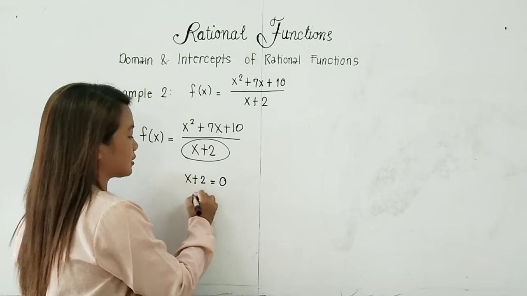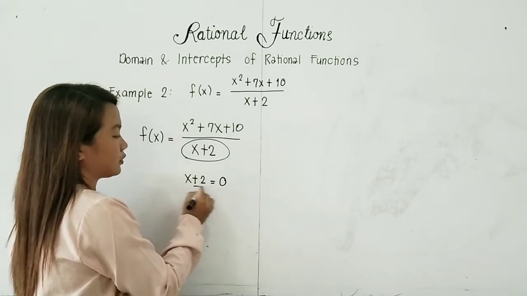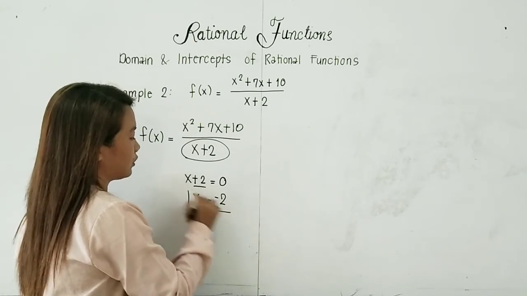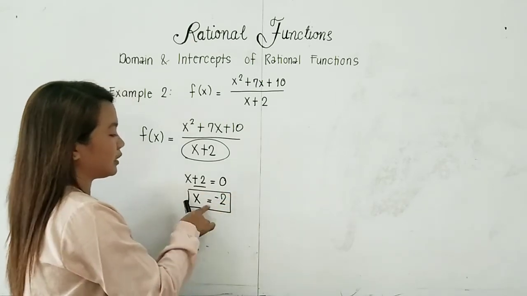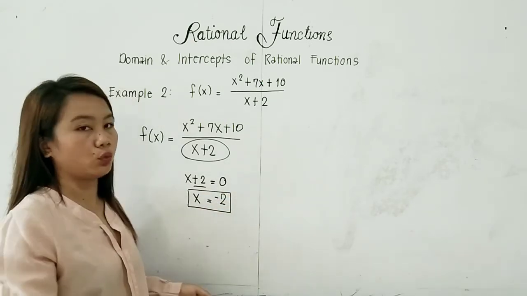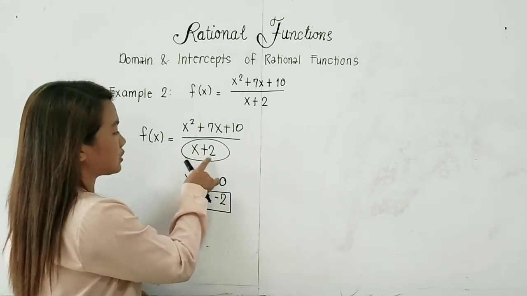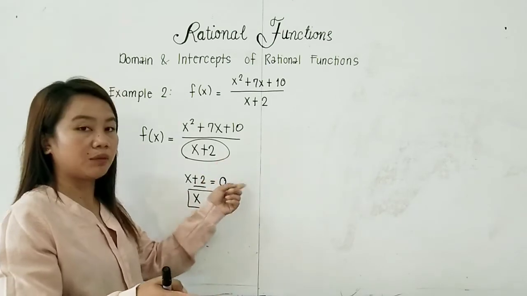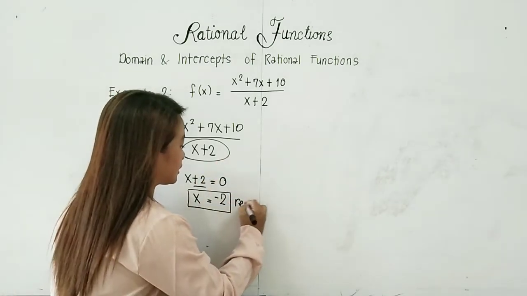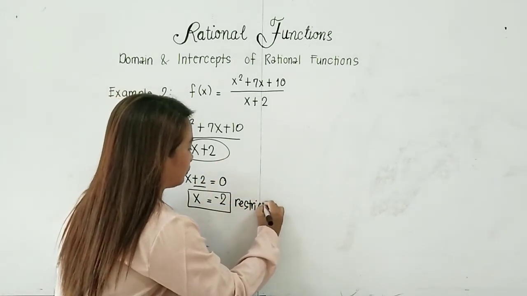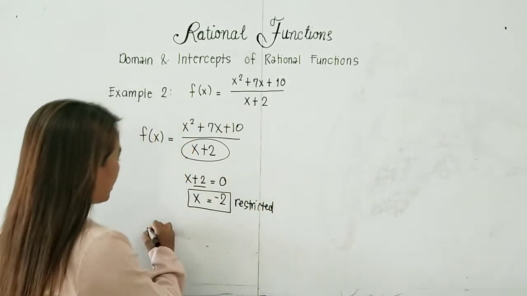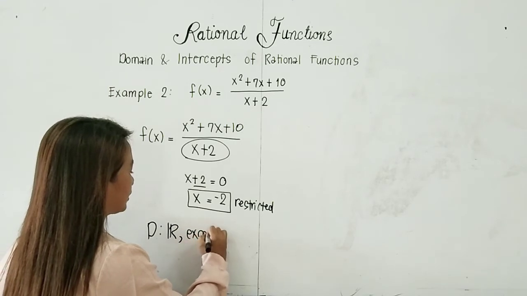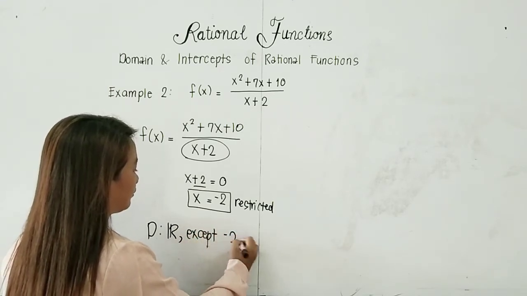To get the x, we will transpose this 2. This will become negative 2. So the restriction in the denominator is negative 2, because negative 2 plus 2 is equal to 0. So negative 2 will make our denominator 0. So this is restricted in the domain. So our domain is the set of all real numbers except negative 2.